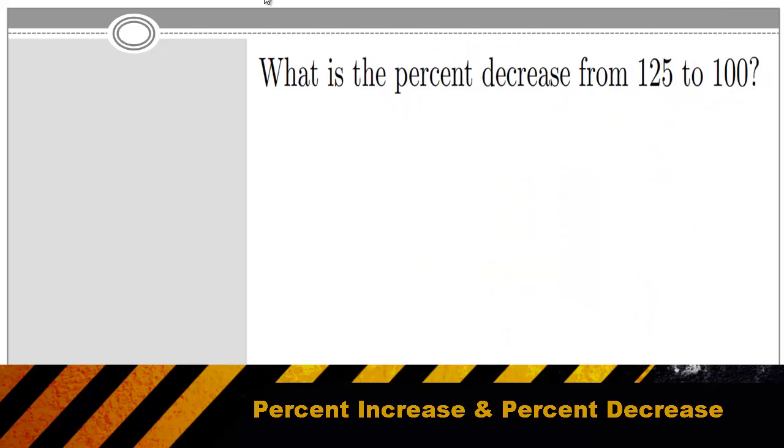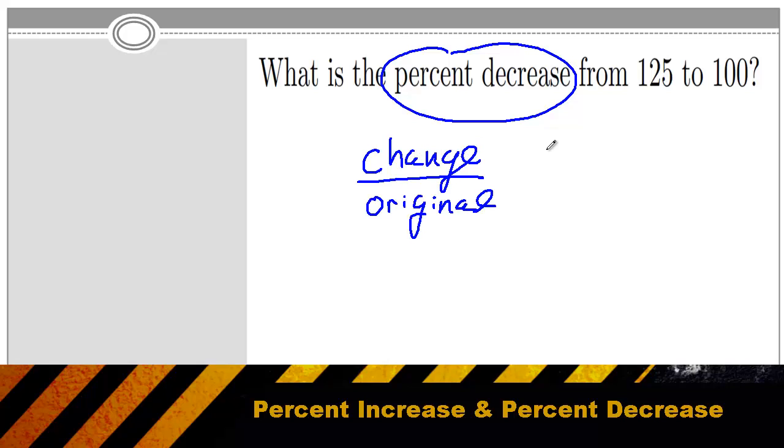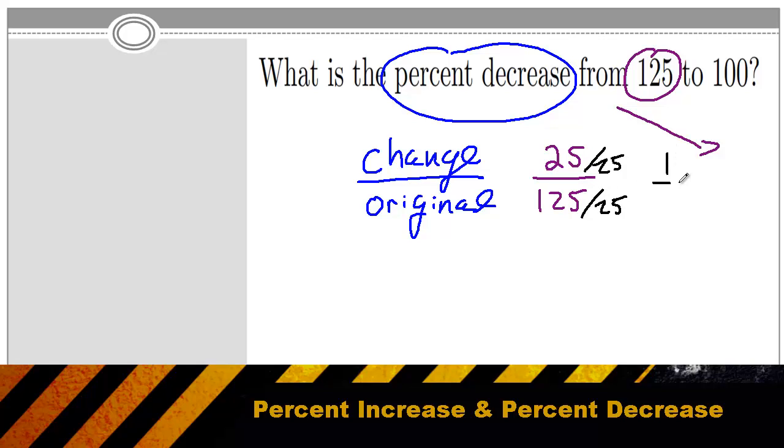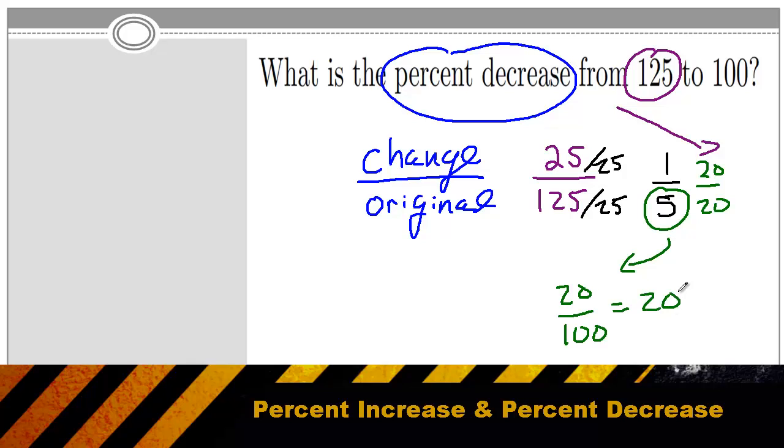However, watch what happens when we go in the opposite direction. Now we're going to use a percent decrease using the same numbers. We still use the same equation of change over original. My change is still 25, but this time, because I'm going from a high number to a low number, my original is the 125. So my formula for percent decrease is 25 over 125. If I divide both top and bottom by 25, that fraction reduces down to 1 over 5. And then to convert that into a percent, I want my denominator to be 100. So I'm going to multiply both the top and the bottom by 20. So my next fraction becomes 20 over 100, which is the same thing as 20%.